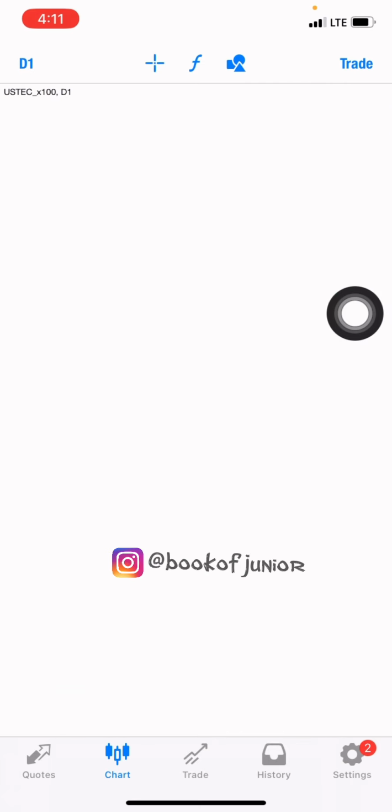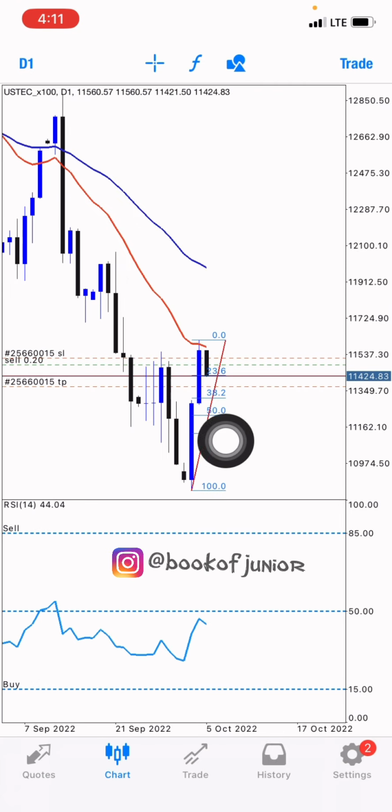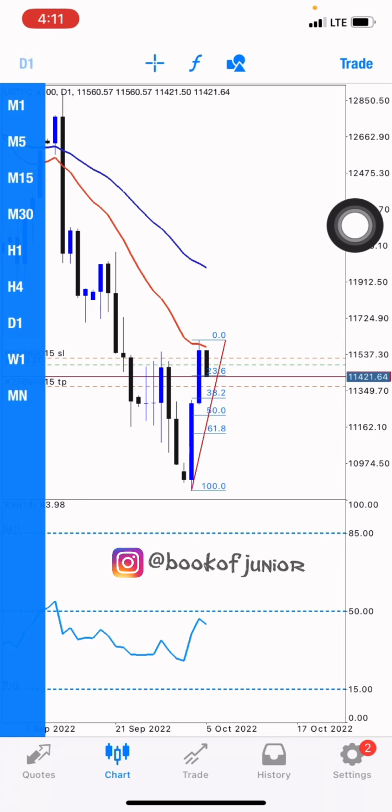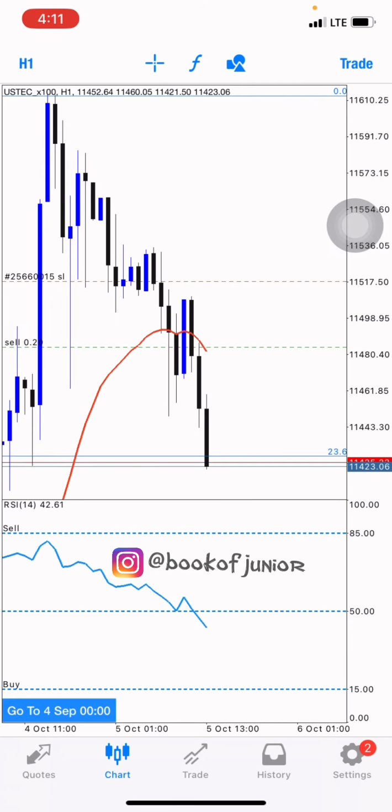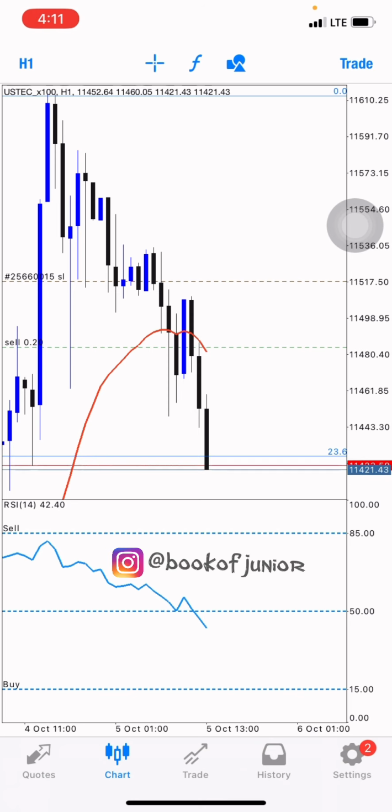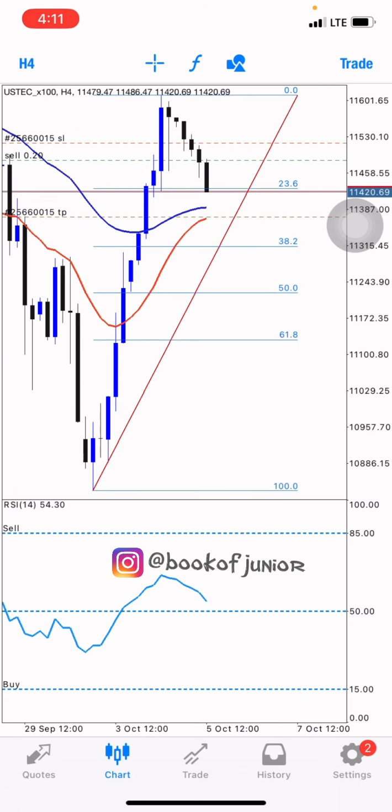You can even see the daily time frame. Well, it's a big impulsive move, you can see. So guys, I hope you have enjoyed that video. It was a quick scalp before I went to the gym. I wanted to make it very, very quick so that you can understand how we scalp in the market.